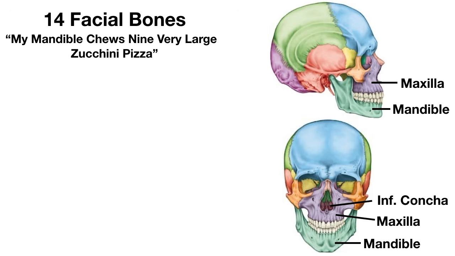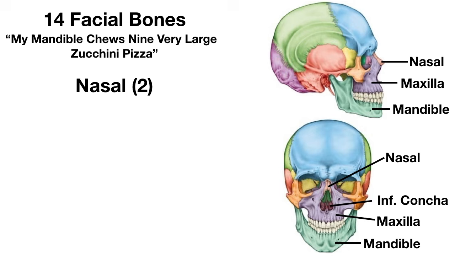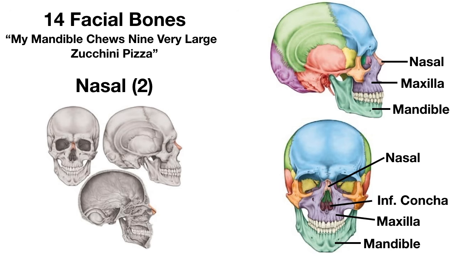As we continue through the mnemonic, the next pair of bones are the nasal bones, and they're shown in beige on the right. There aren't too many features with the nasal bones. Just remember that the nose is primarily cartilage, and the only bony part is where the nasal bones are, which is right at the bridge of the nose.